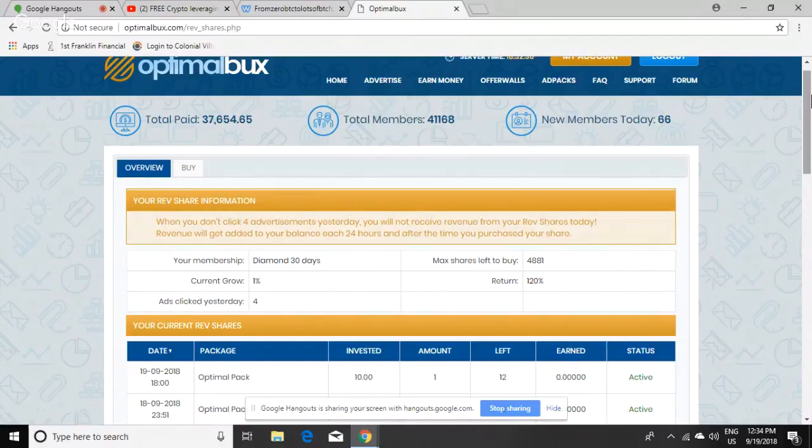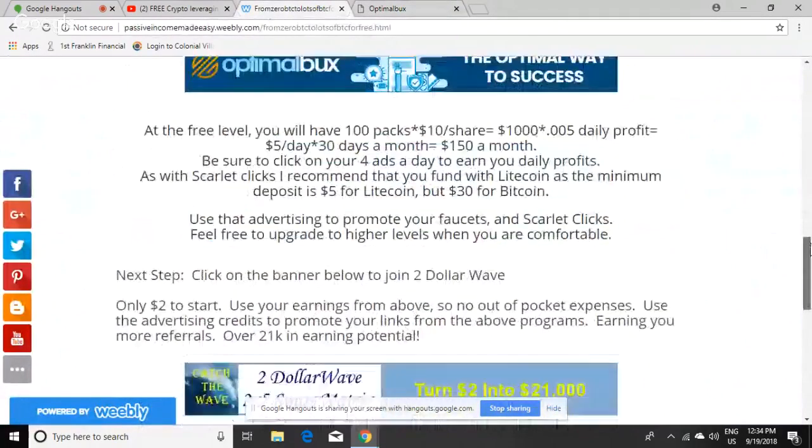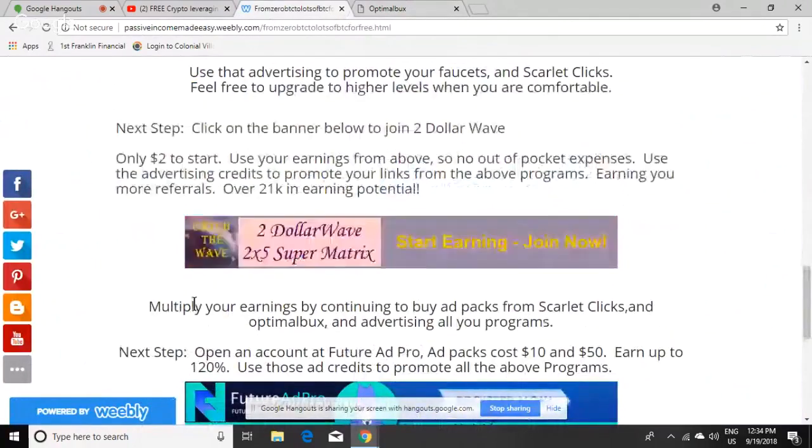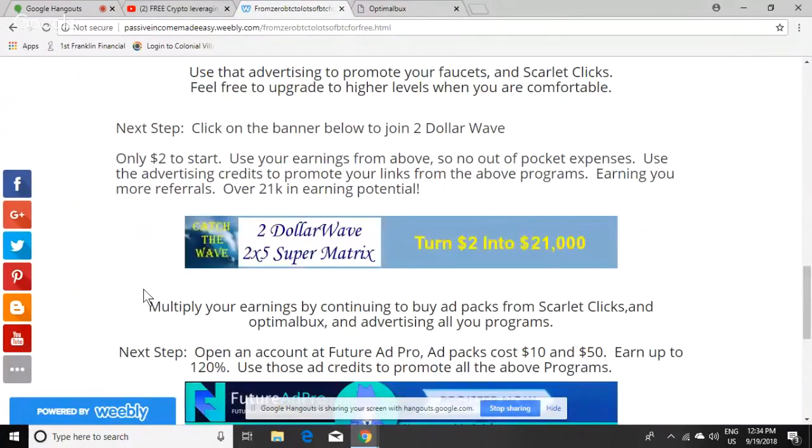There are some slight differences between Scarlet Clicks and Optimal Bucks, and we'll go over that in a later broadcast because that in and of itself will probably be an hour-long presentation. But then, as you go along, I also added on, when you get to the $2 level, you really want to try to get a little more money in faster, join the $2 wave, use that as a practice to try to sponsor people because it's only a $2 one-time fee.